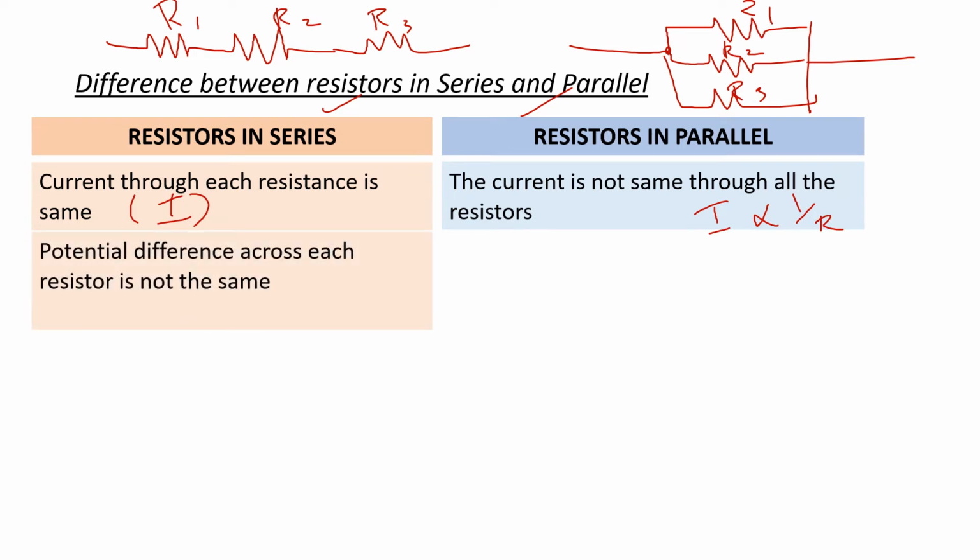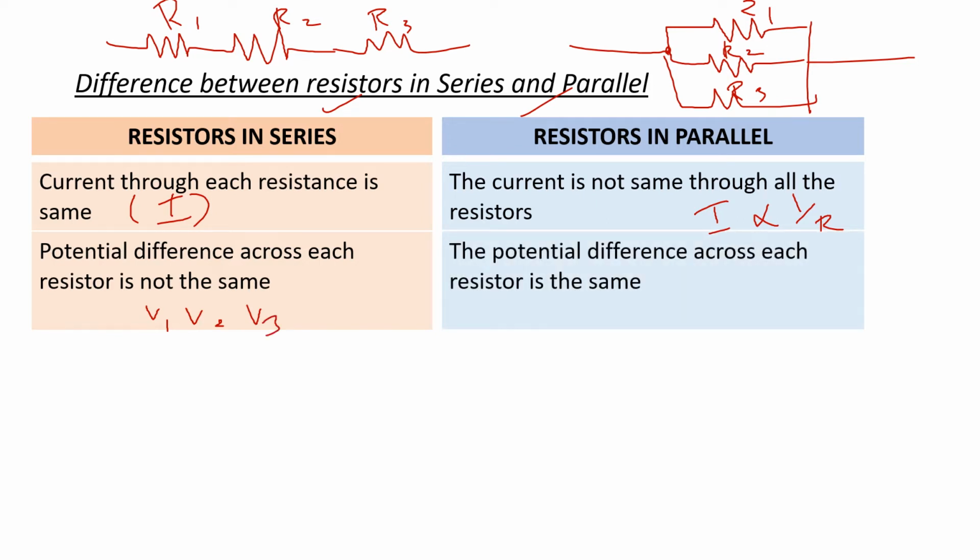And the second difference is the potential difference across each resistor is not the same. So if you are taking this one, the potential difference will not be the same. It will be different for different resistors, that is R1, R2 and R3. That is, it is going to vary like V1, V2 and V3. But if you are taking the resistances in parallel, in this case, the potential difference across each resistor will be the same. That is, say for example, V.